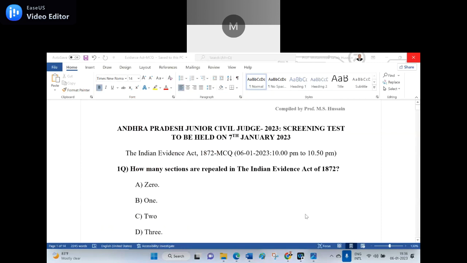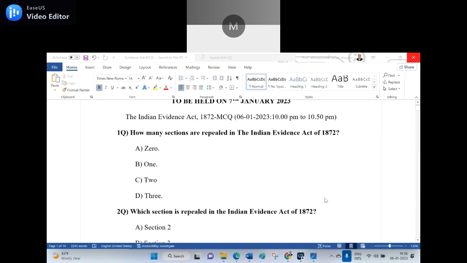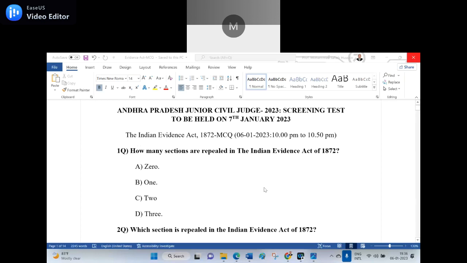Be ready. First question. How many sections are repealed in the Indian Evidence Act of 1872? A. 0, B. 1, C. 2, D. 3. Sir, option C 2. Wrong. Option D, sir. 3, sir. Wrong. Option B, sir. 1. Only one, that is section 2, especially from the body. Another is, okay, we'll come across soon now.